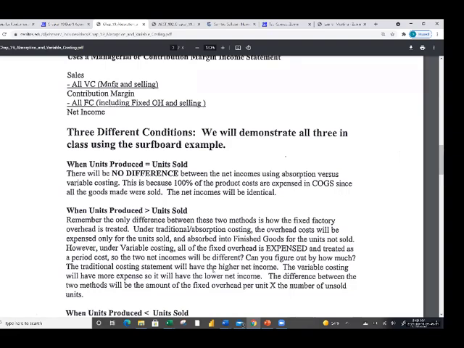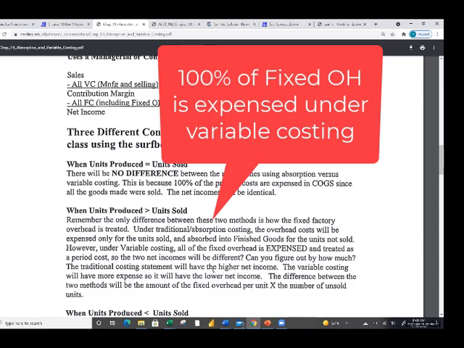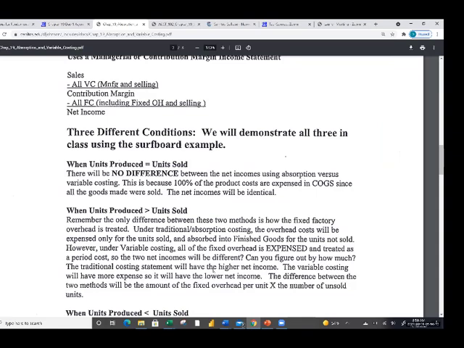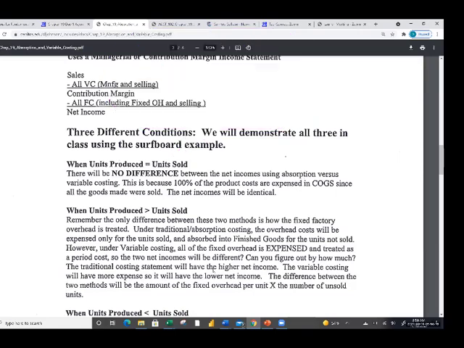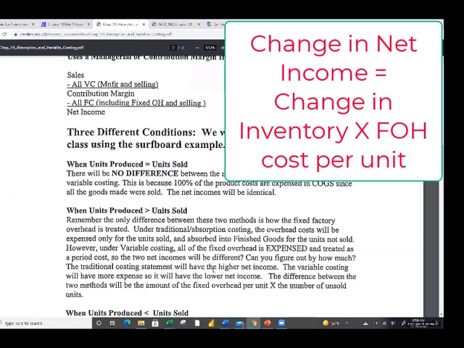So why would the direct costing income be lower? Because 100% of the fixed cost is automatically expensed under direct costing. So how much will it be lower by? The only difference between these two methods is how the fixed overhead is treated. So it will be lower by the amount of the inventory swing times the fixed overhead cost per unit.